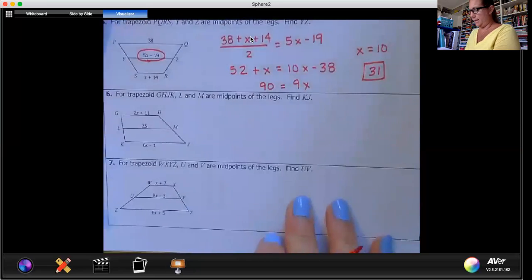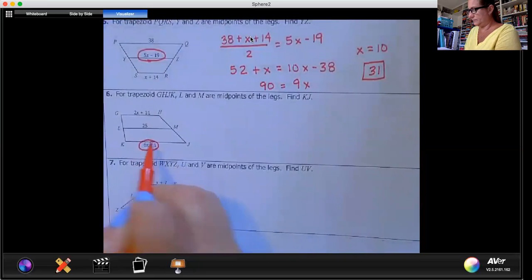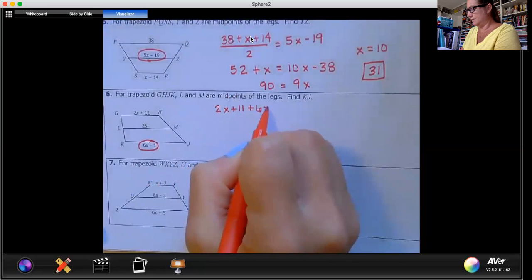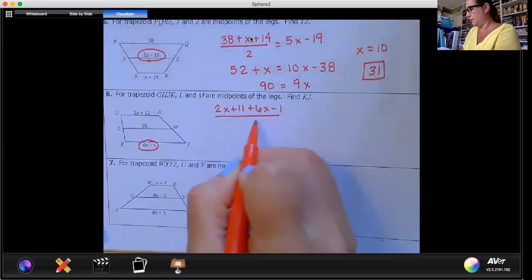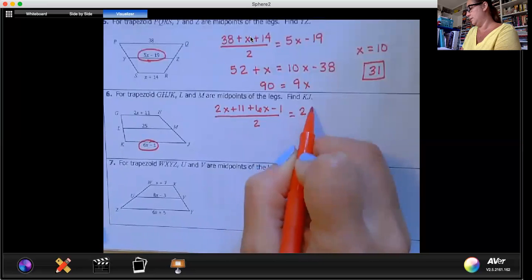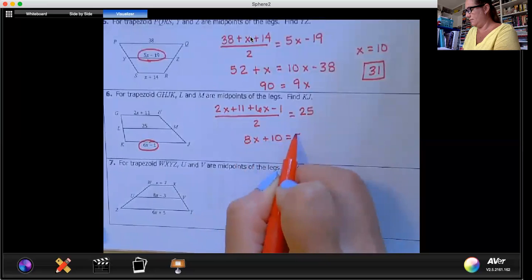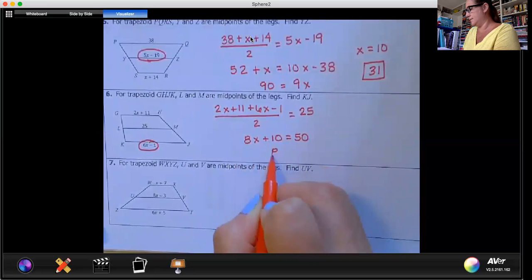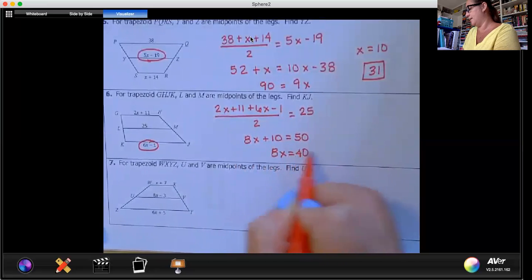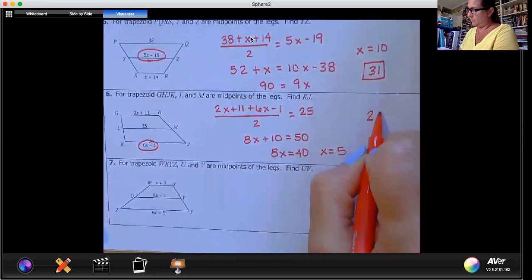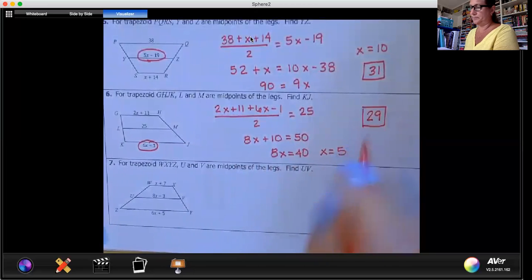Find KJ. So 2x plus 11 plus 6x minus 1 over 2 equals 25. Multiply by 2, 8x plus 10 equals 50. 8x is 40, so x is 5. And so 6 times 5 is 30, and 30 minus 1 is 29.